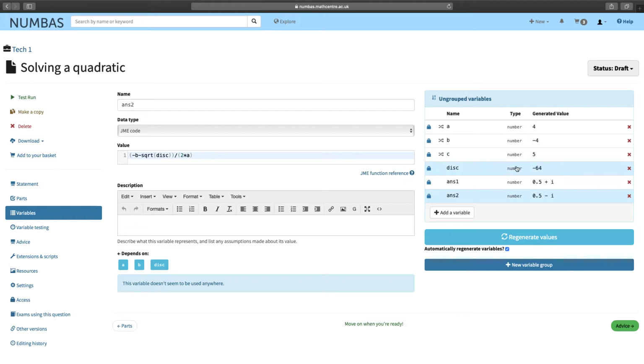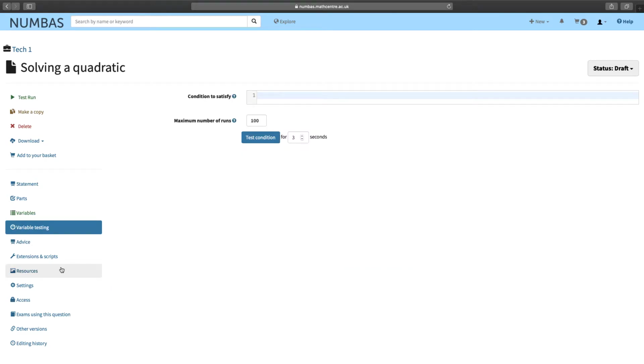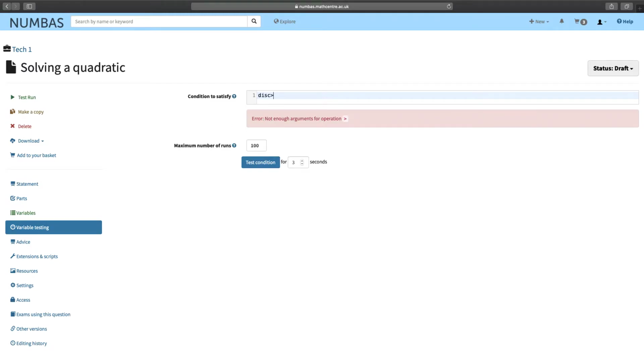So now to deal with the fact that we don't want a negative discriminant. This bit over here, the bit that says variable testing, is really useful for this kind of thing, because this lets us specify parameters that we want in our question. So for this one, we want our discriminant always to be above 0. We don't really want our discriminant to be 0 for this particular question, just to make life a wee bit easier for ourselves. Different questions you might want it to be 0, but anyway. So for this one, I'm just going to set my condition that my discriminant has always got to be greater than 0.